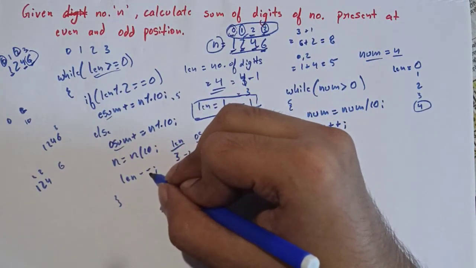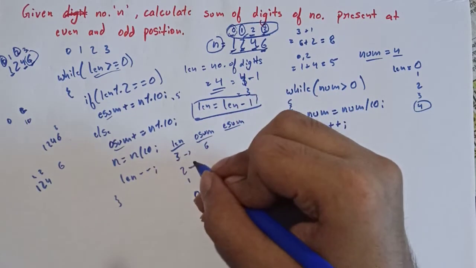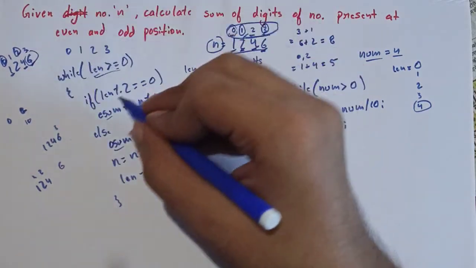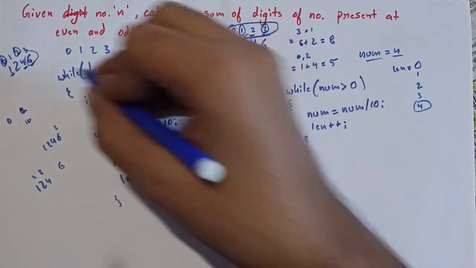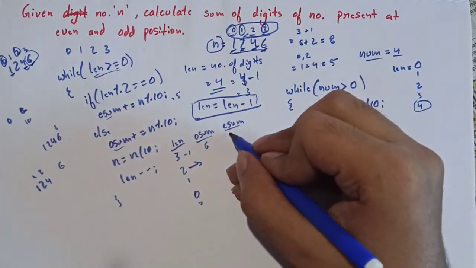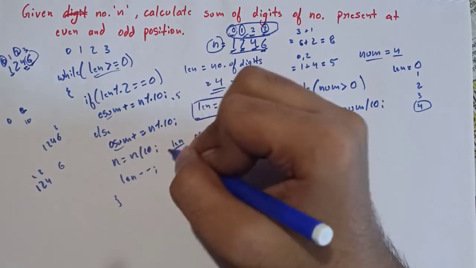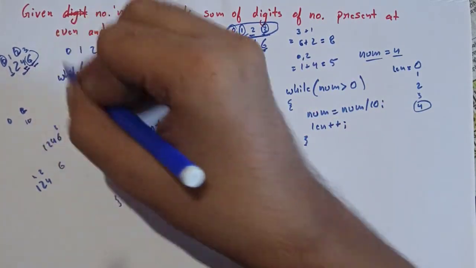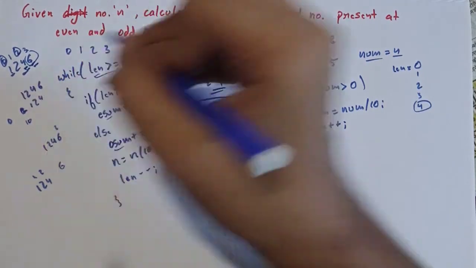Next len minus minus. So the len value is decreased from 3 to 2. Now 2 happens to be an even position. So it will store in eSum, that is the even sum. It will take value 4. You have noticed that n is equal to n by 10 reduces the number. So from 6 it went to 4 because it reduced the number from 1246 to 124.